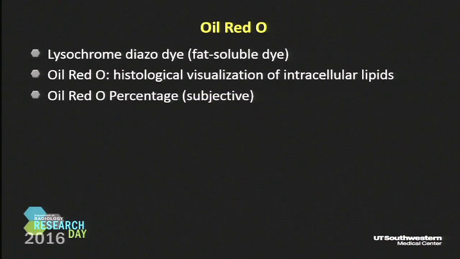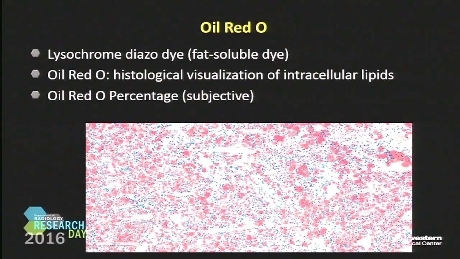Oil Red O staining allows histology visualization of intracellular lipids, which appear as red areas on the histology slice, whereas blue dots indicate the nuclei. The percentage of cells stained with Oil Red O was estimated visually to the nearest percentage by a pathologist who was unaware of the fat fraction results.